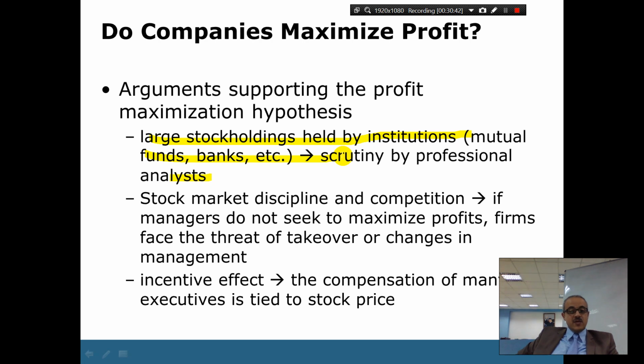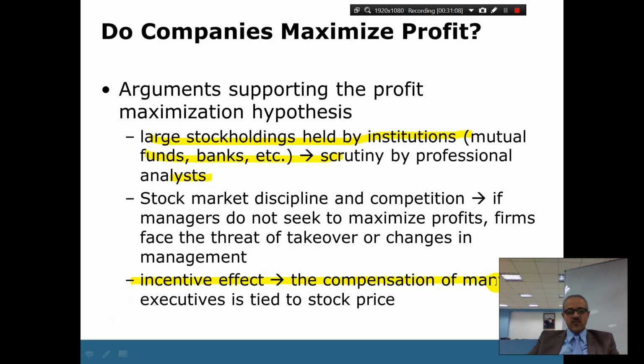Stock market discipline and competition. If managers do not seek to maximize the profits, then firms will face the threat of takeovers, or maybe they change management. So here we're talking about the importance of, if you don't do a very good job, someone will come and stop you. The Obama example was one of the good examples of how someone can come and stop. And then there's an incentive effect.